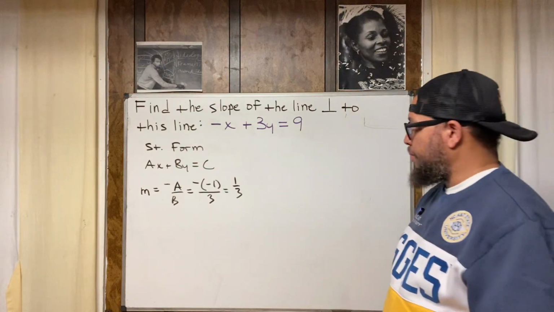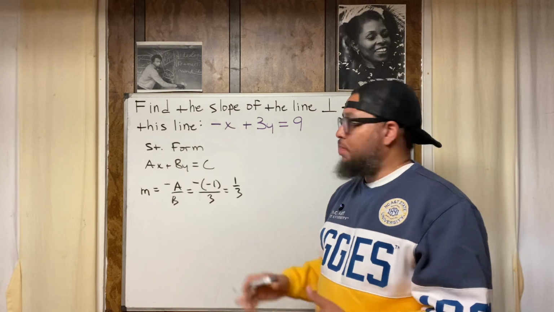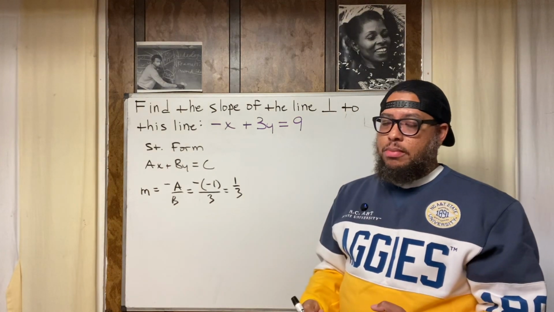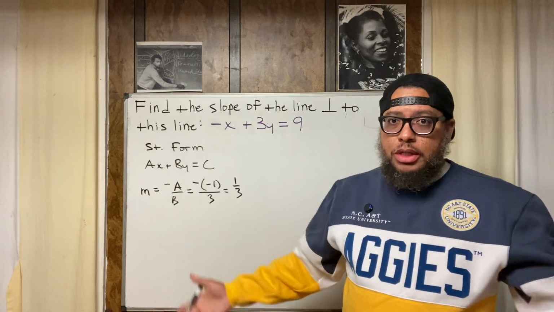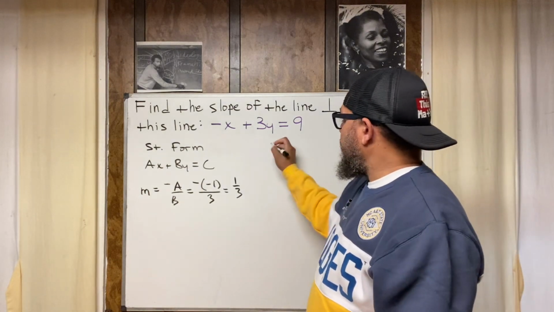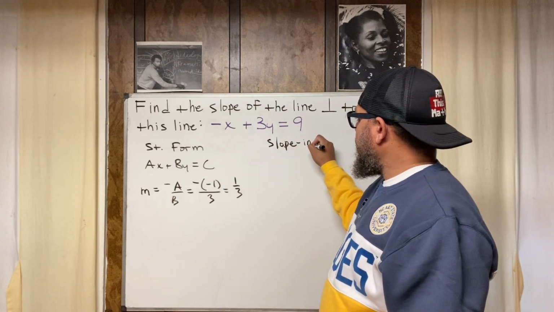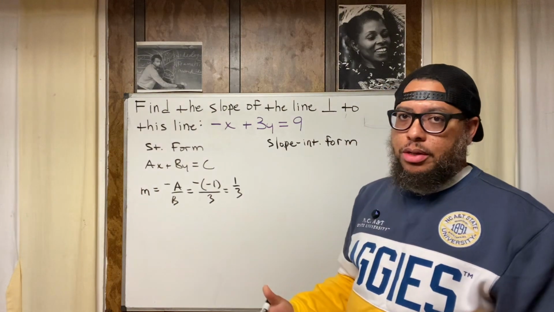Now let's do it another way, using the slope-intercept form. Once we put this standard form equation and convert it into slope-intercept form, we'll be able to look at it and tell immediately just from looking at it what the slope is. Now, standard form is kind of like using standard English. Slope-intercept form is like using slang or vernacular, right?